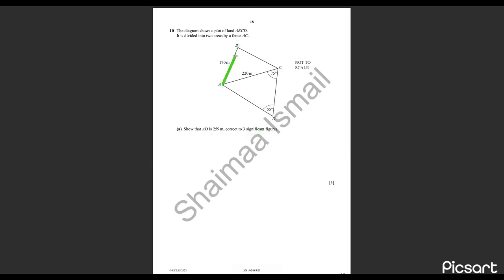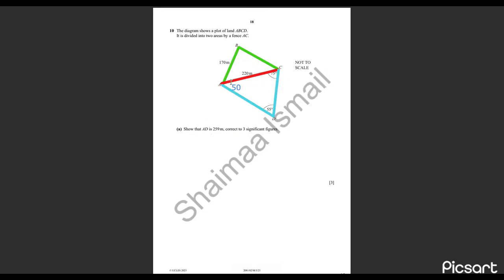So here we have a 170, and we don't know this, and we know this is a fence between them. So that's AC is between this triangle and the ADC triangle. Okay. So here we have the ADC. Here is 75 degrees and 55, which is easy. We can get it 180 minus 55 minus 75 equal to 50. So this angle equal to 50.